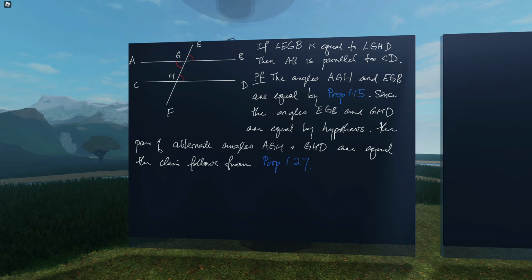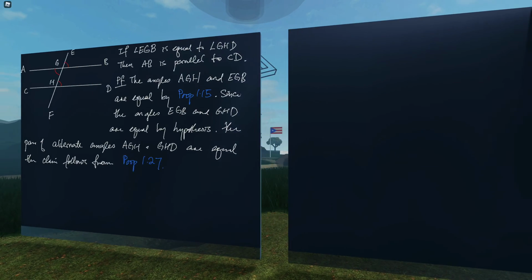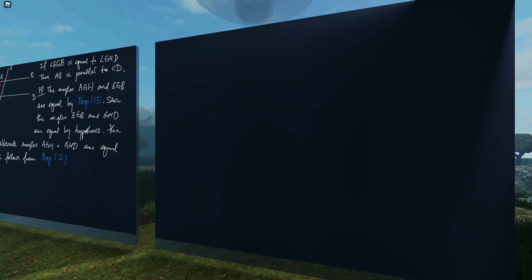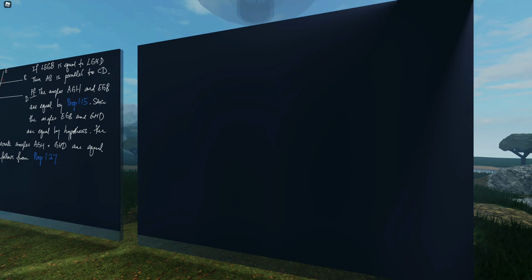There's another case 2, where the internal angles add up to 2 right angles. The proof is very similar, slightly different, because we have the sum of 2 angles adding up to 180 degrees rather than angles being equal. So let me redraw the diagram quickly. All right, so these are A, B, C, D, E, F, G, and H.